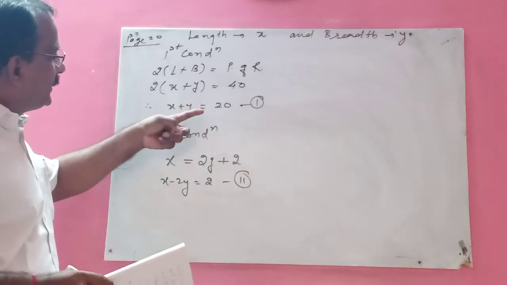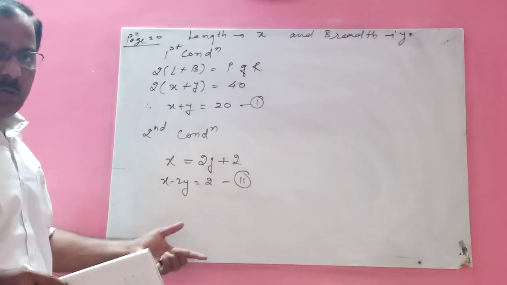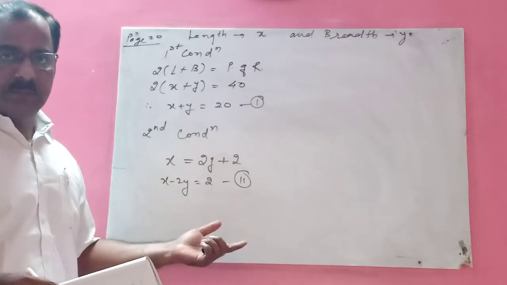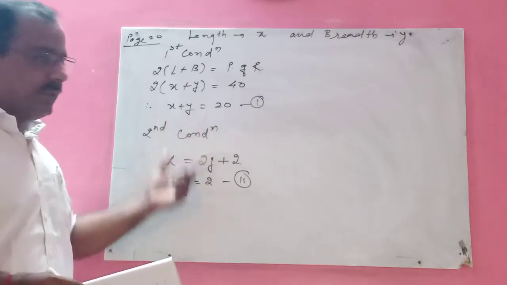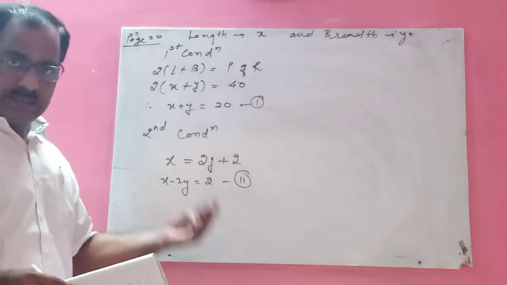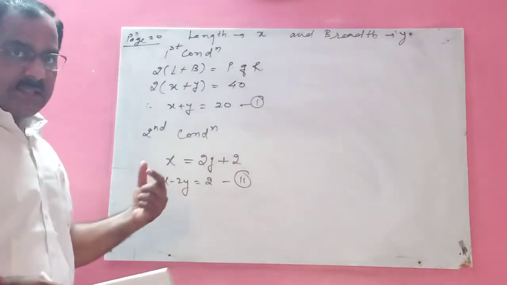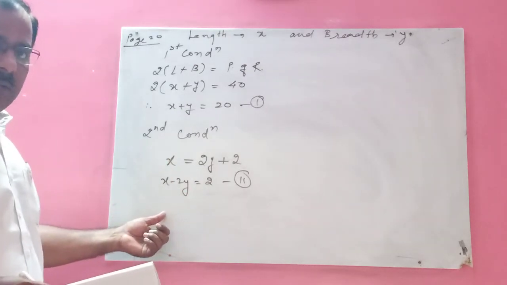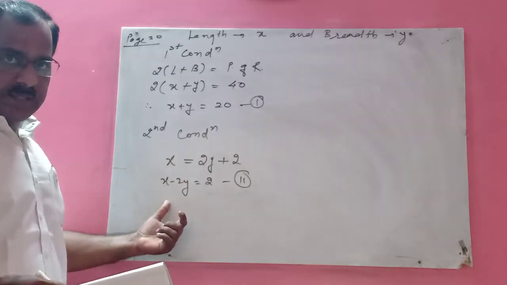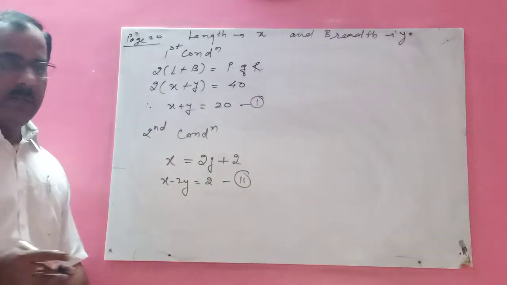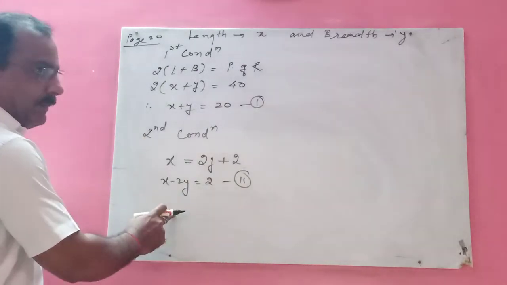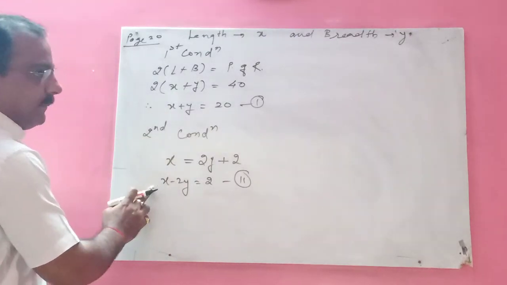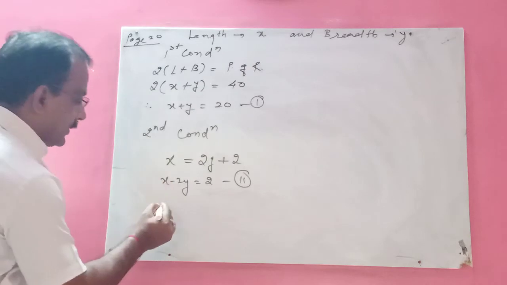Now you have both equations 1 and 2. You know how to solve this: by the simultaneous method, graphical method, or Cramer's rule. In 9th standard you did the substitution and elimination methods, and the graphical method and Cramer's rule in 10th standard. I am solving by the simultaneous method. See, the coefficient of x is the same, 1, so subtract equation 2 from 1.